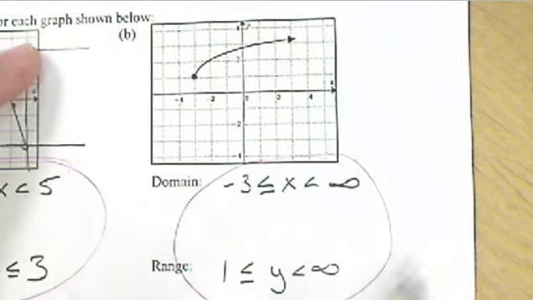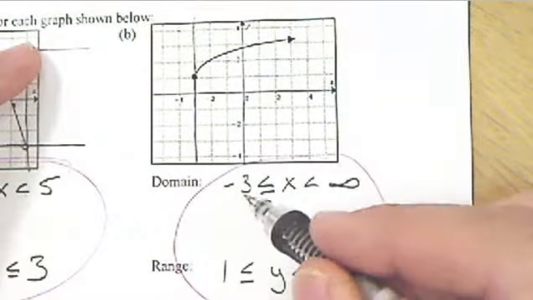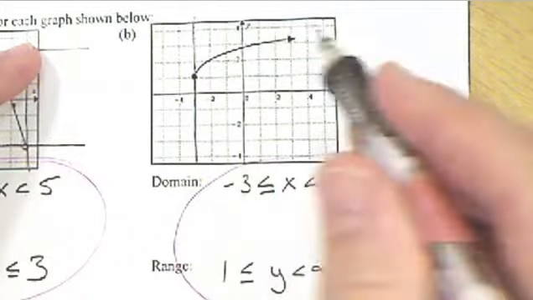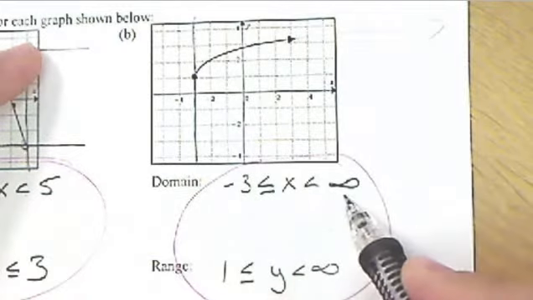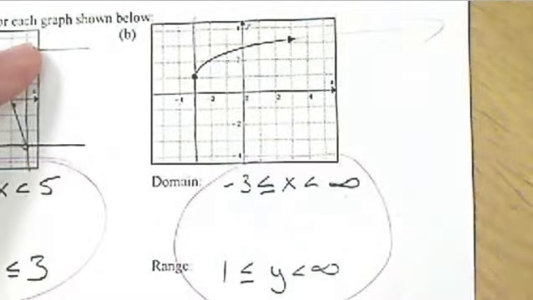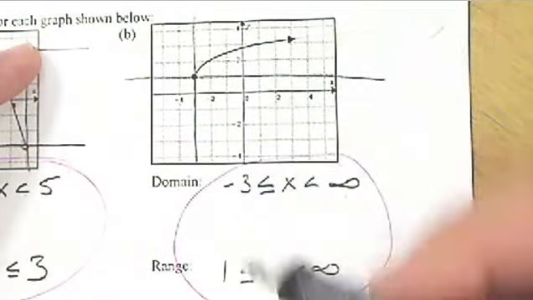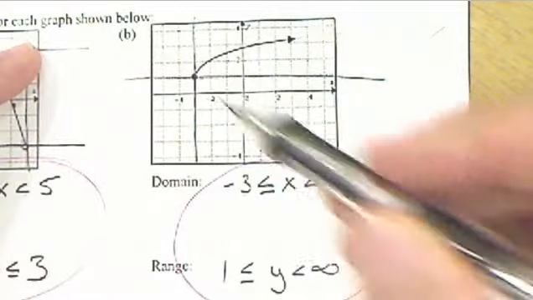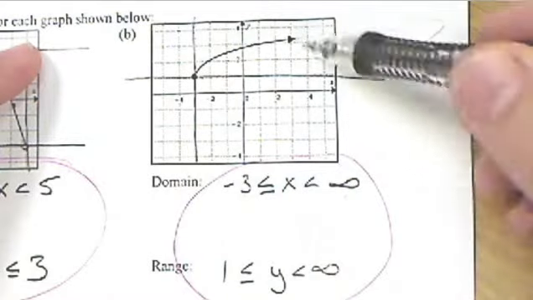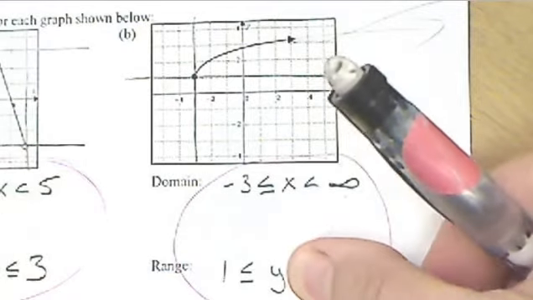The domain is my x's. My lowest x is at -3, and my largest x goes on to infinity, so I wrote all the way to infinity. You could write it just that part also. My lowest y is 1, and it can equal it. And then it goes on and on and on, so it can go all the way up to infinity. Or you could write it that way.